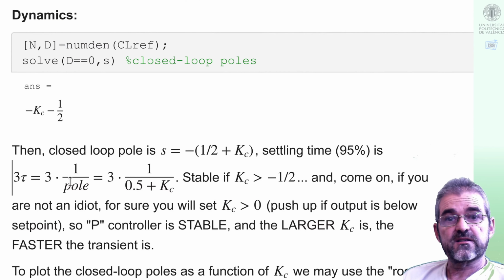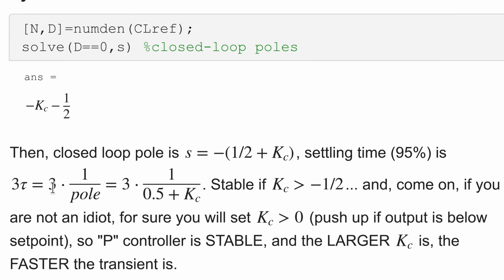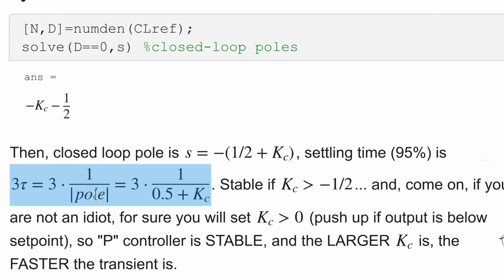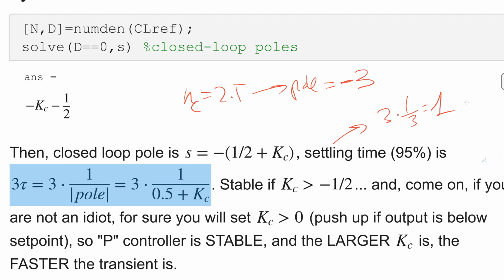And once they are stable, the settling time, the time the transient takes, will be 3 times the time constant for the 95% criteria, let's say. And then time constant is the inverse of the pole. Well, as the pole is a negative number, the inverse of the absolute value of that pole, then 3 divided by Kc plus 0.5 will be the settling time. So for instance, if Kc were 2.5, then the pole will be at -3 and settling time will be 3/3, 1 second.